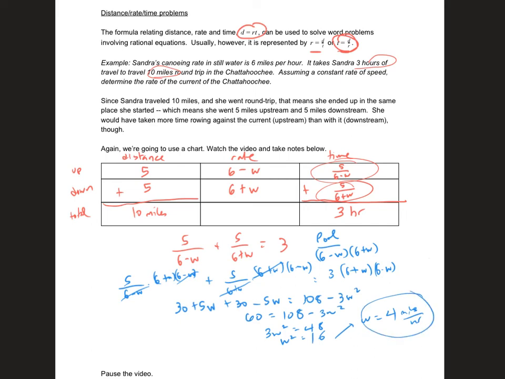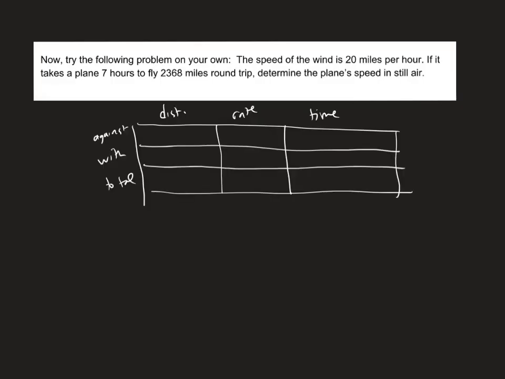All right, so pause the video and try the problem at the bottom. First, I'm going to draw my chart. Notice that I'm using against and with rather than upstream and downstream, so I'm against the wind or with the wind. Now I'm going to fill in what I've been given in the problem. Since it's a round trip, I'm going to split the distance in half for against and with. I'm going to use the speed of the wind with the speed of the plane to calculate the rate against and with, always putting the rate of the plane first. I'm going to get the fractions now that represent time, which are distance divided by rate, and add those times together to get the total time.